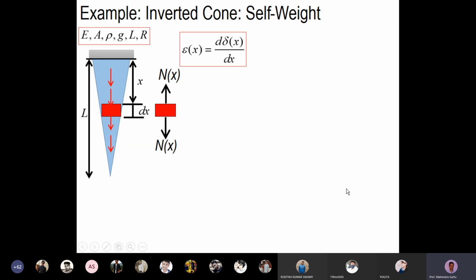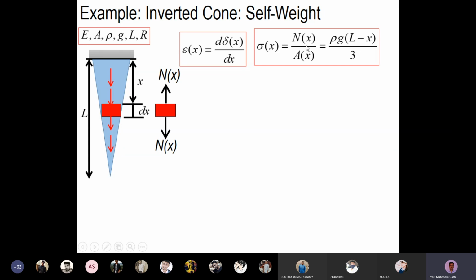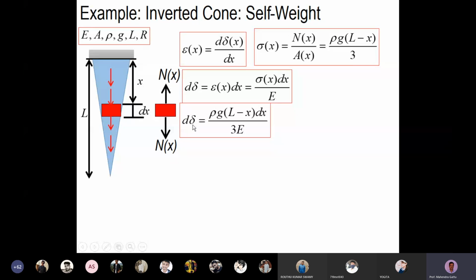So we have again the relation for strain and the relation for stress. The stress value will be N of x by A of x, which is rho g times L minus x by 3. So we can calculate d delta in terms of strain. d delta is epsilon of x dx, and we use Hooke's law and replace strain with stress: sigma of x by E, where sigma of x is rho g times L minus x by 3. So d delta is rho g times L minus x dx by 3E.